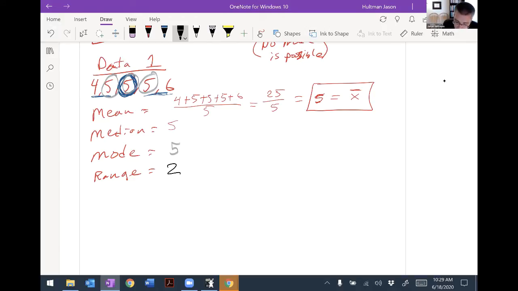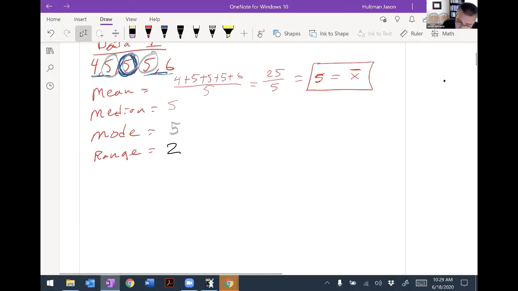Okay, so we've got Noah, Mia, and Matthew on the board for a spin each. Yes, absolutely, Matthew. 6 minus 4 is 2. Okay, 6 minus 4 is 2, and that is the range.